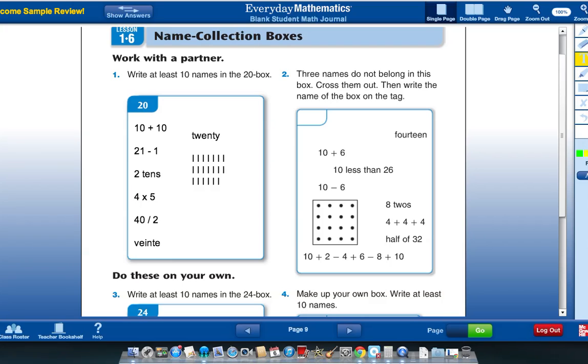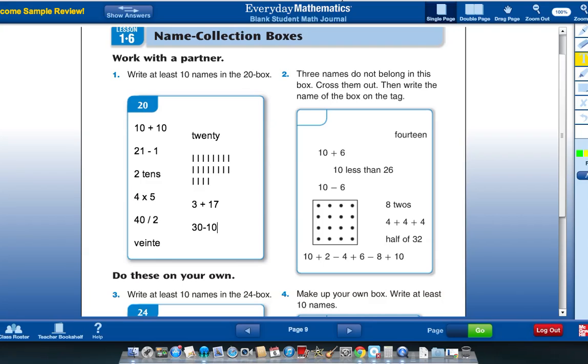We could do 3 plus 17. We could do 30 minus 10. So hopefully you get the idea. There's really no one way you have to do this, as long as you can come up with something that is equivalent to the number 20.